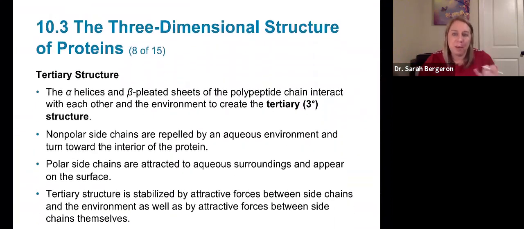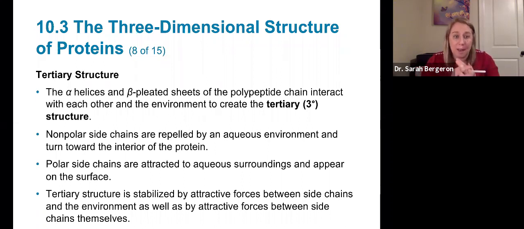Okay, so we did primary structure, that's amino acids. Secondary structure, that's interaction of the backbone to make things like alpha helices and beta sheets. And now we have tertiary structure. Tertiary structure is where our alpha helices will interact with other alpha helices, beta sheets will interact with other beta sheets, or alpha helices will interact with beta sheets, right? But it's these secondary structures interacting with one another in order to create the tertiary structure.